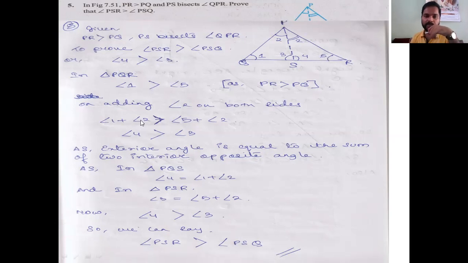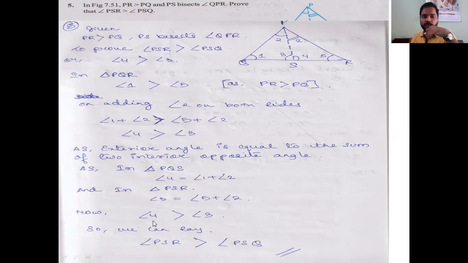So this is the part. 1 plus 2 is equal to 4, we can write as 4. 5 plus 2 we can write as 3. Why? As the exterior angle is equal to the sum of the two interior opposite angles. Suppose you want to understand it more, I can explain it more nicely here. In triangle PQS, angle 4 is equal to angle 1 plus angle 2, why? Exterior angle. In triangle PSR, angle 3 is equal to 5 plus 2, same reason, exterior angle. Therefore, we got angle 4 is greater than angle 3. I have placed these things here.